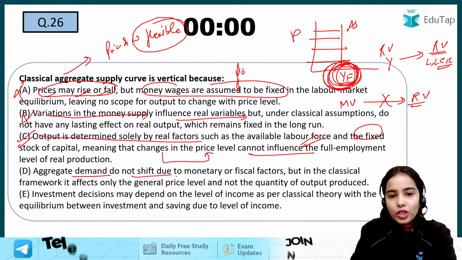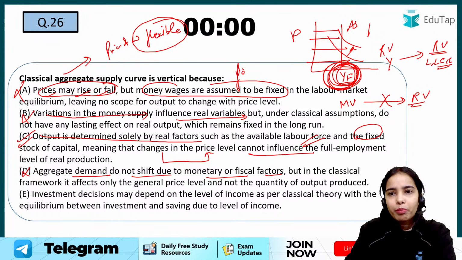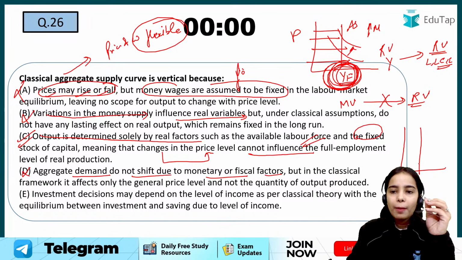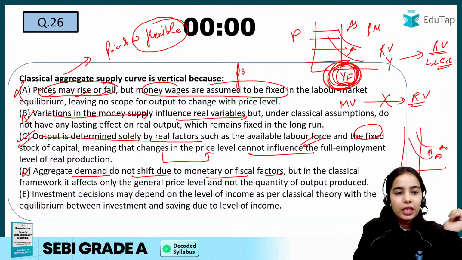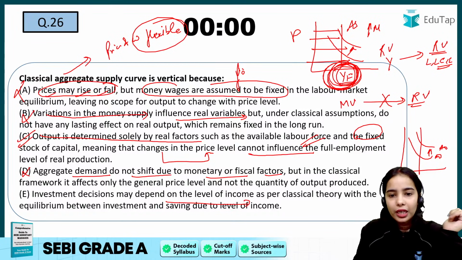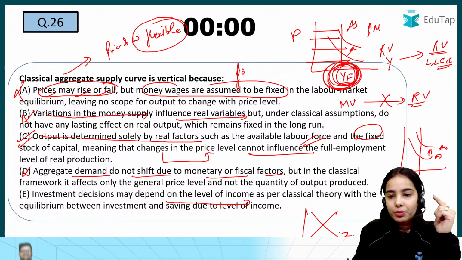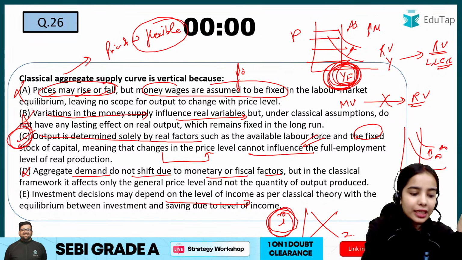Aggregate demand does not shift due to monetary or fiscal factors? No, aggregate demand can shift. If the money supply is increasing, if we have more money, aggregate demand might increase. Investment decisions may depend on level of income? No, as per the classicals, investment depends upon interest rate. So only statement C is correct, and that's why that is the answer.